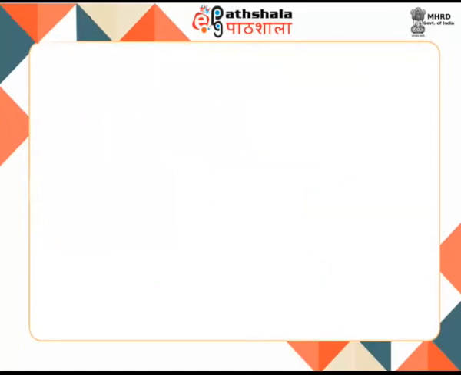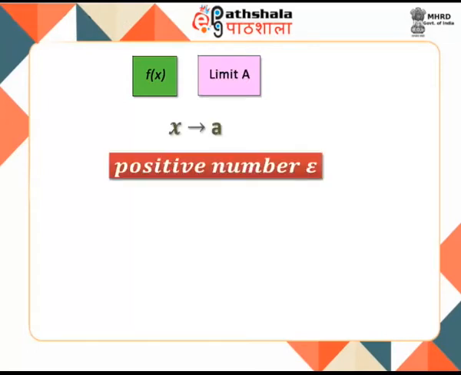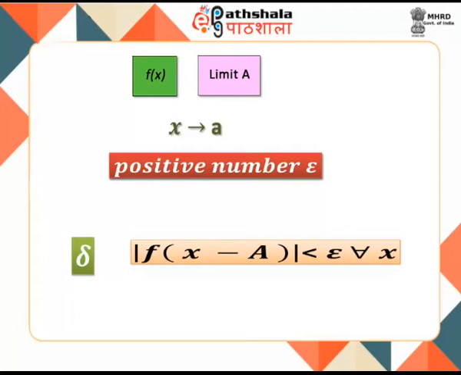Another formal definition of the limit of a function can be given as follows: a function f(x) is said to approach the limit A as x tends to a if for any positive number epsilon, howsoever small, we can find a number delta such that modulus of f(x) minus A is less than epsilon for all values of x satisfying modulus of x minus a is less than delta, except possibly at x equal to a.